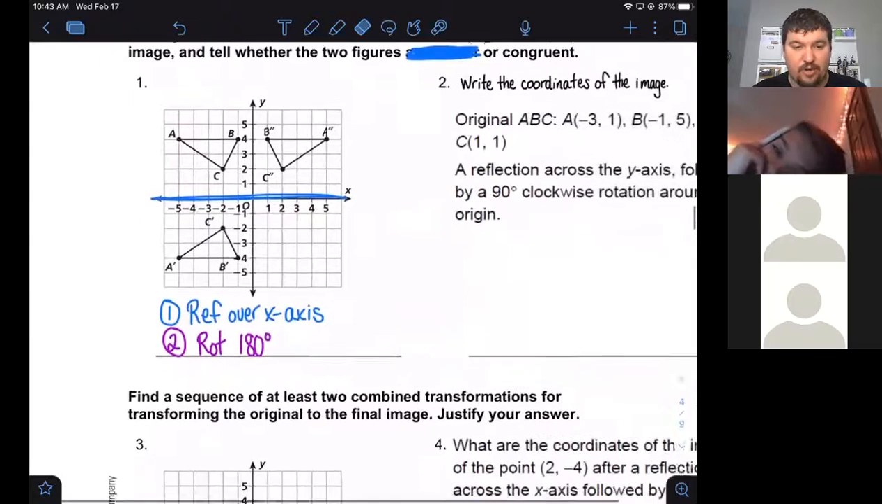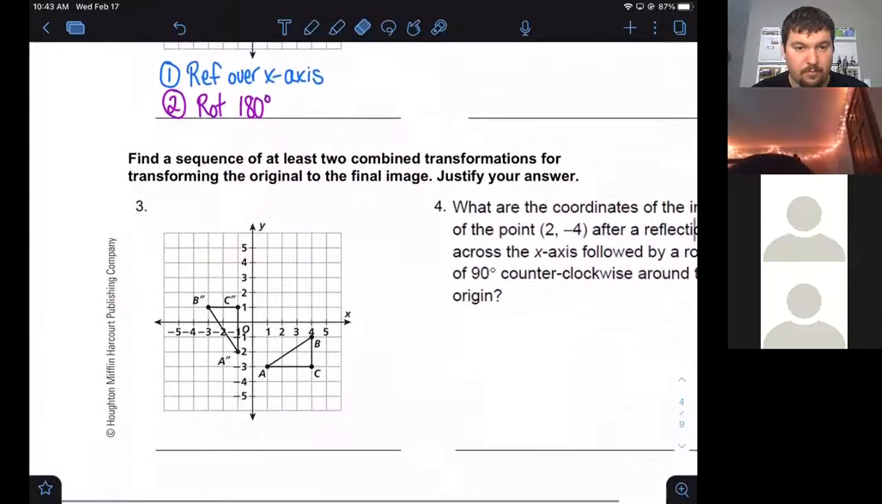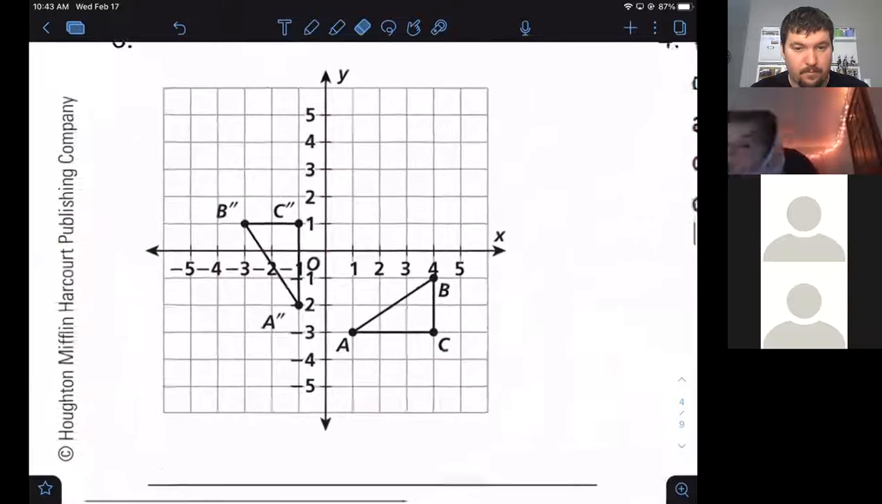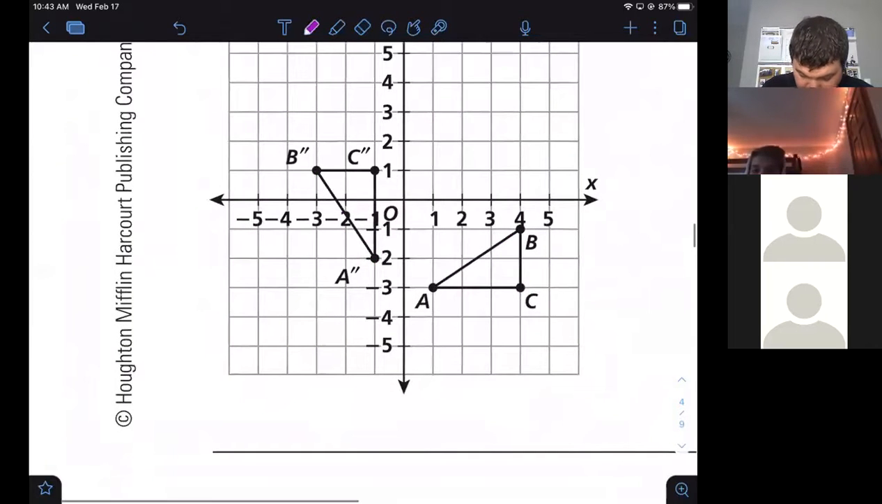So let's take the training wheels off and look at number 3 then. They give you the original triangle, right here. And then they give you the double prime triangle. They don't give you the single prime triangle. So I have to think about what's happened here. I still have to list 2 of them.